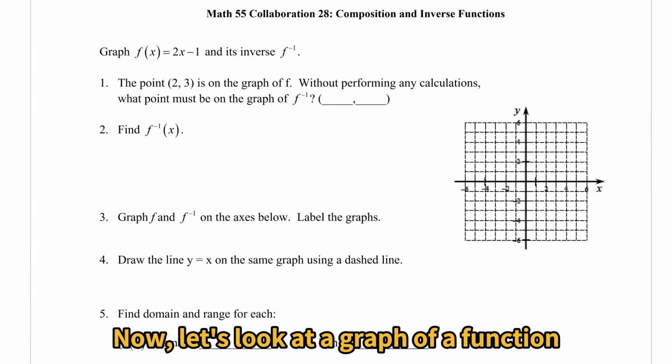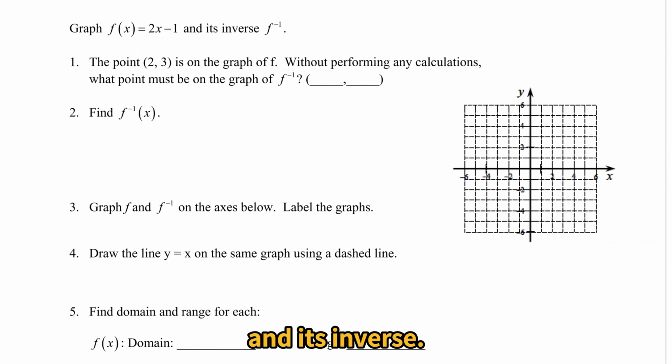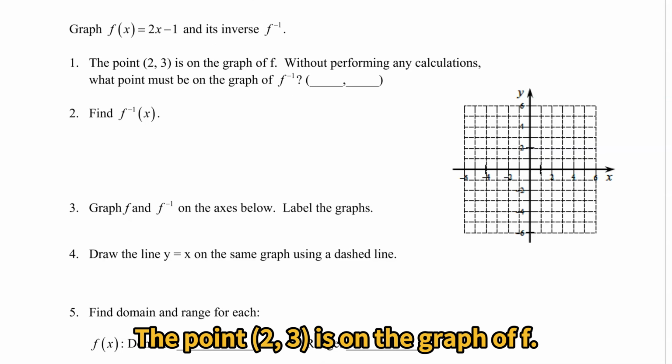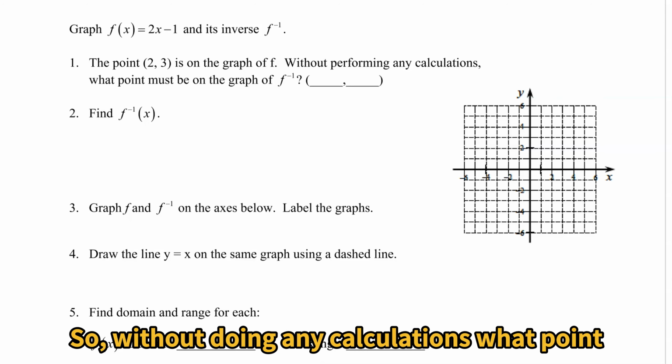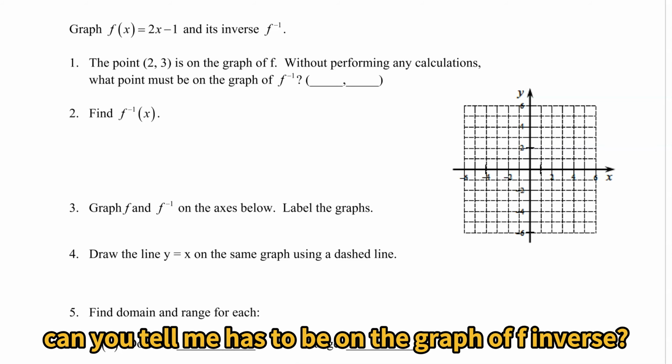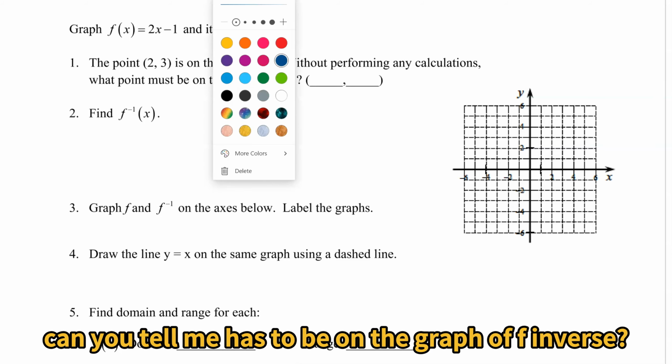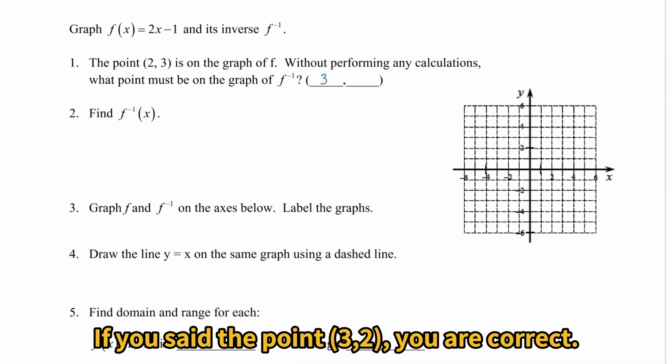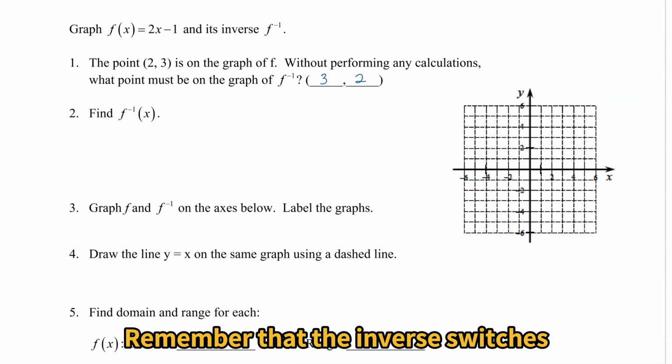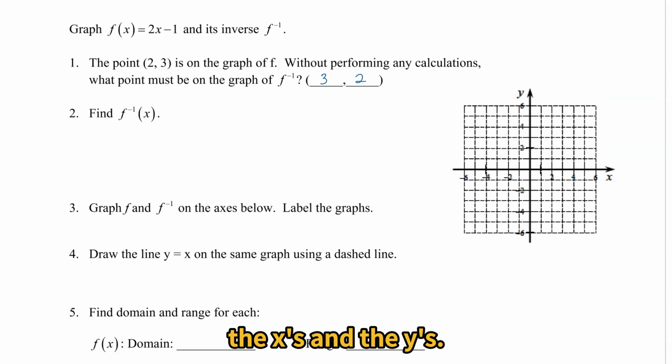Now let's look at a graph of a function and its inverse. The point (2, 3) is on the graph of f, so without doing any calculations, what point can you tell me has to be on the graph of f inverse? Well, if you said the point (3, 2), you are correct. Remember that the inverse switches the x's and the y's.